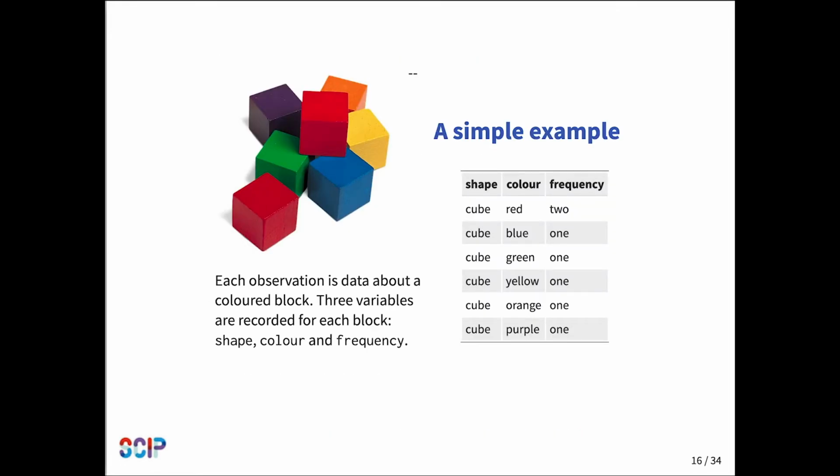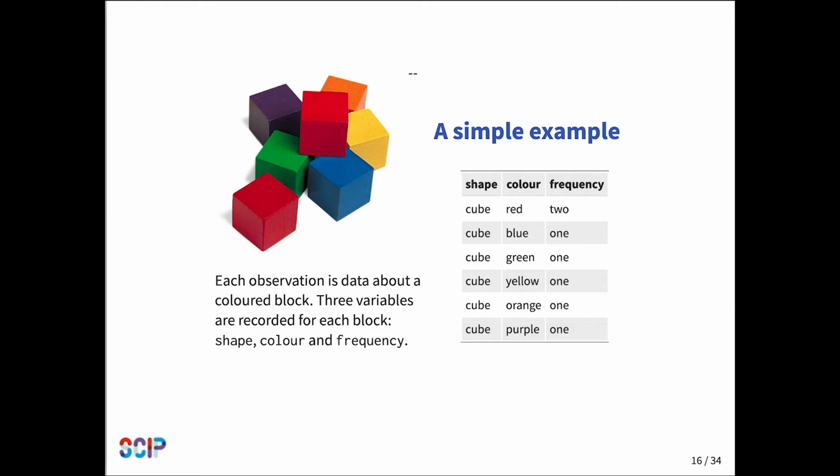So let's look at a simple example. As we can see here, we've got a number of blocks. Each observation is data about a coloured block. And so if we look at these blocks and we want to consider these as a data set, there's three variables. We have shape, colour, and frequency.